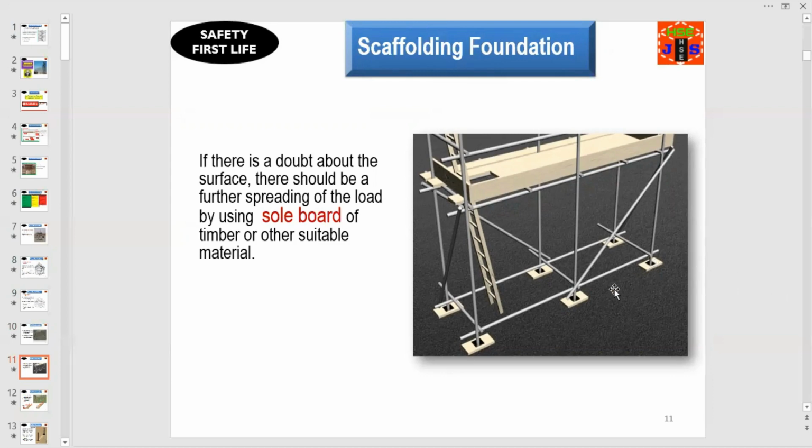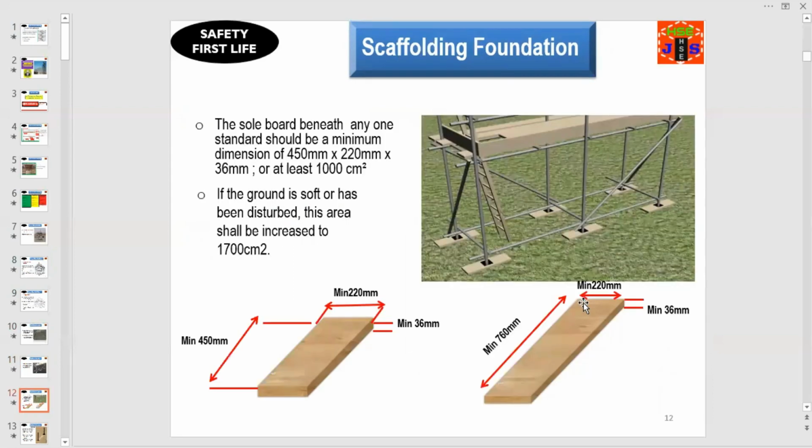This is an example of a sole board. The sole board beneath any one standard should be a minimum dimension of 450 mm by 220 mm by 36 mm. If the ground is soft or has been disturbed, the area shall be increased to 1700 square centimeters. What is 450? What is 220? And what is 36 mm? 36 mm is the thickness, 220 mm is the width, and 450 mm is the length of the plank.